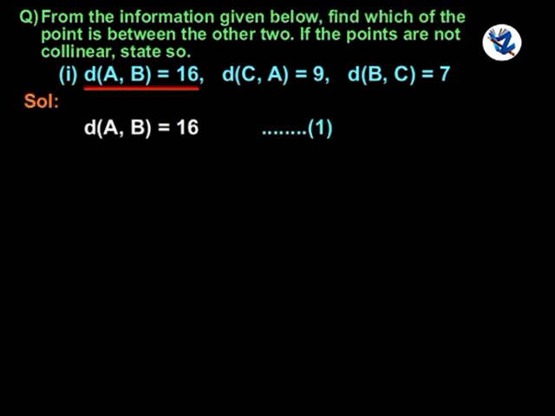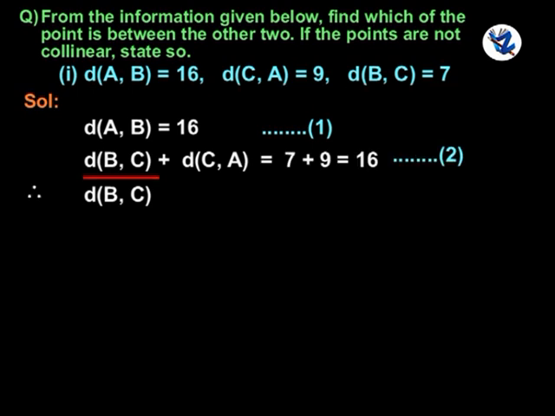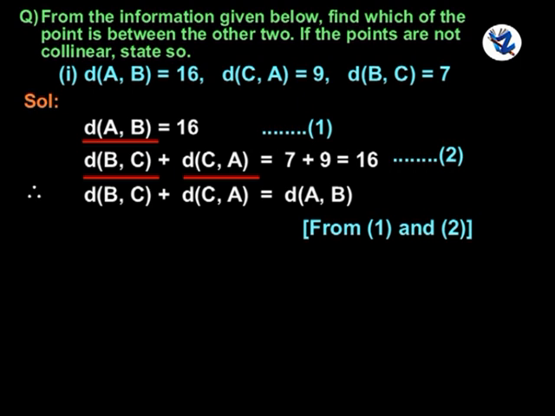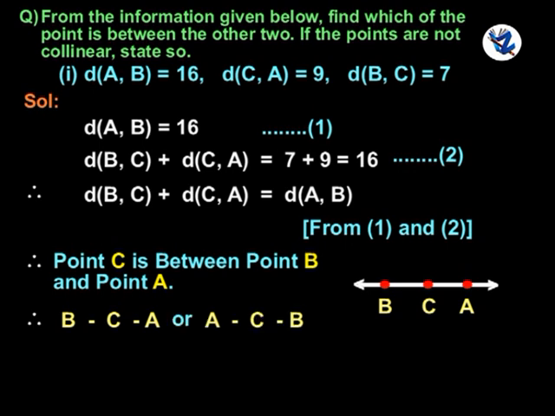Here, distance AB is equal to 16, 1. Distance BC plus distance CA is equal to 7 plus 9, which is equal to 16, 2. Therefore, distance BC plus distance CA is equal to distance AB from 1 and 2. And therefore, point C is in between point B and point A. Therefore, B-C-A or A-C-B.